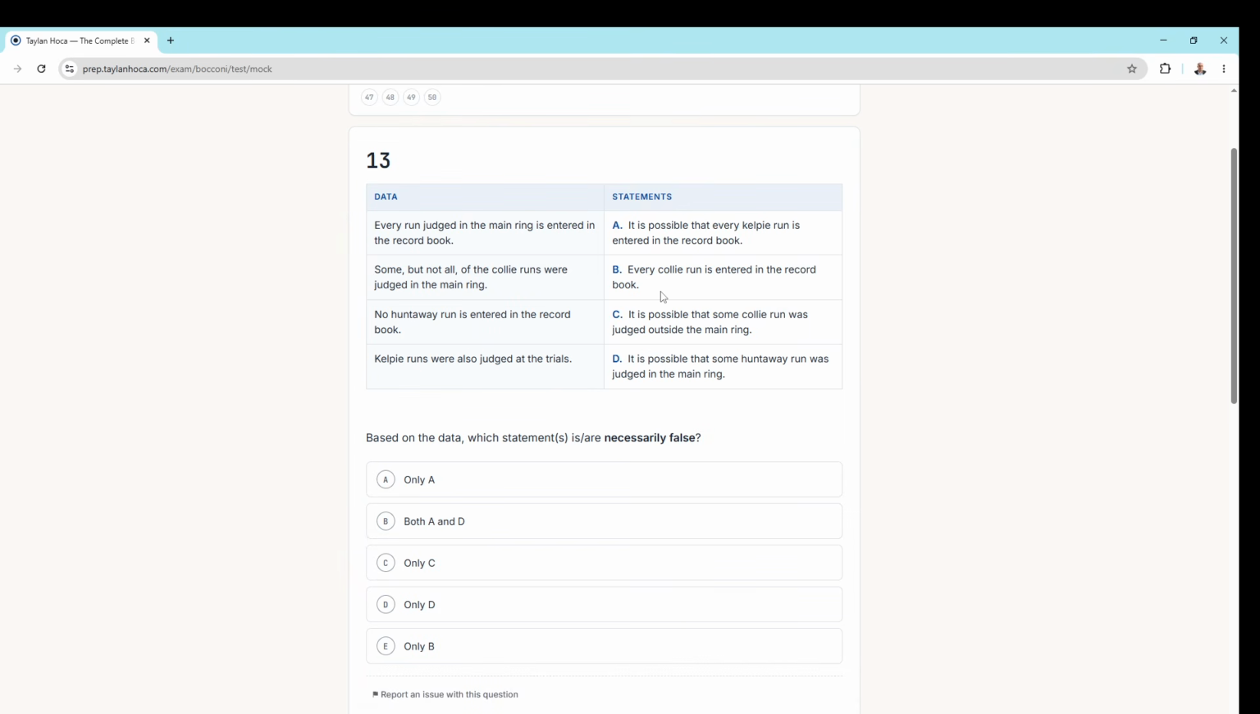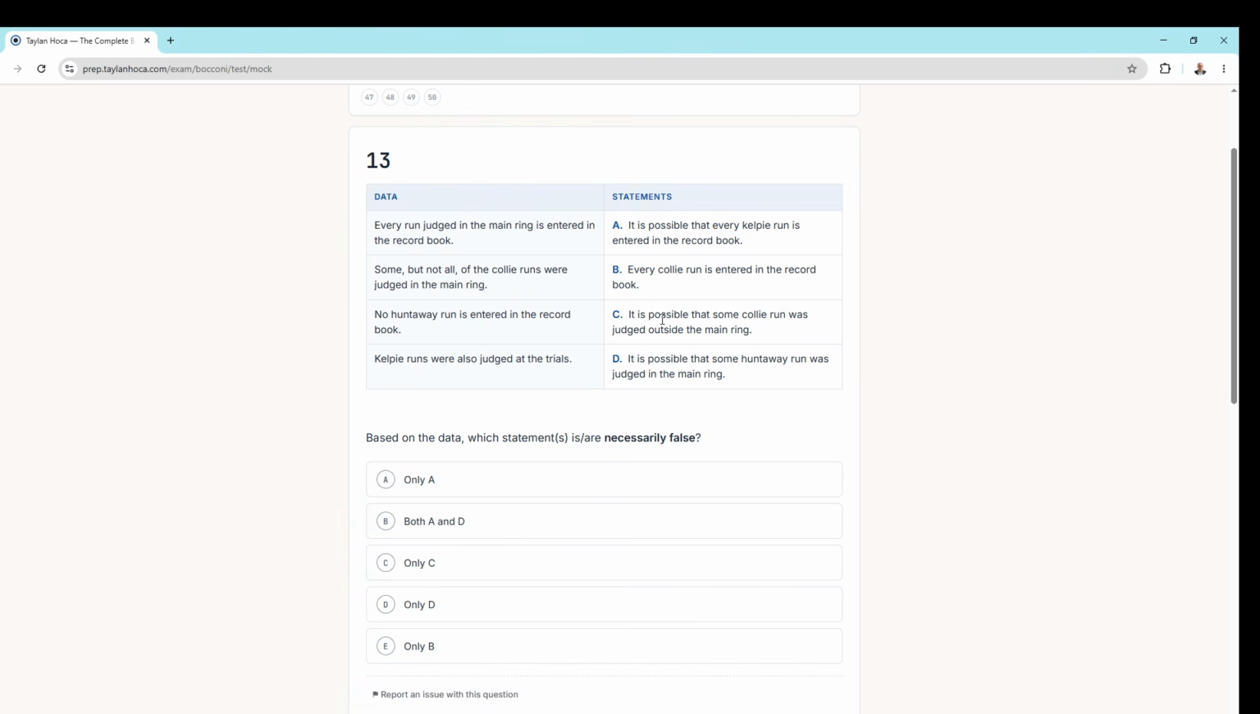Every Collie run is entered in the record book. Some, but not all, of the Collie runs were judged in the main ring. So every Collie run is entered in the record book. Okay. So the judged ones are recorded; they are entered in the record book. But if they are not judged, I don't know. Maybe yes, maybe no. All right. So it doesn't mean that only judged ones are in the record book. I don't know that, right? So B is not necessarily false.